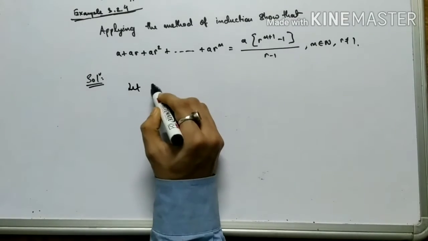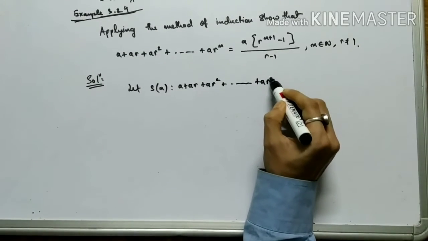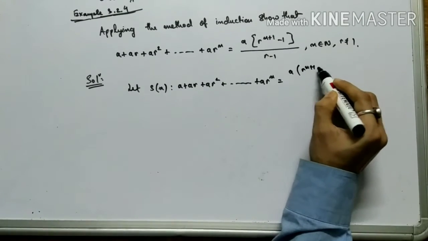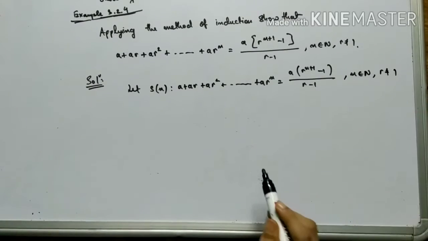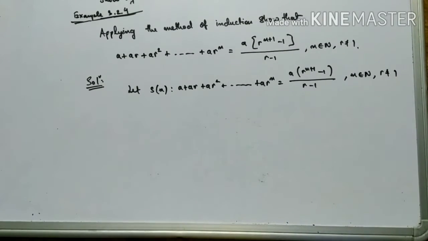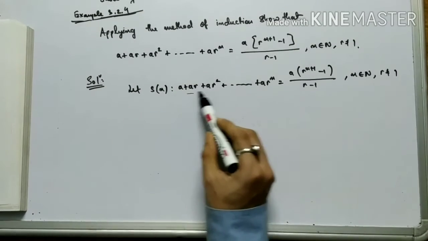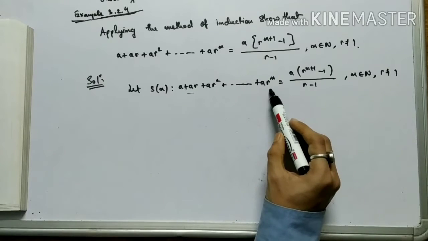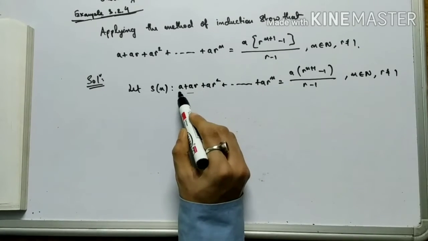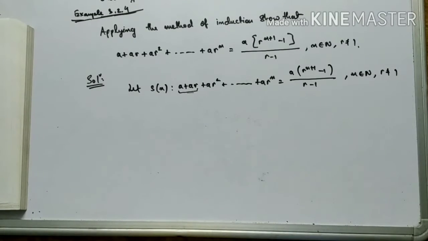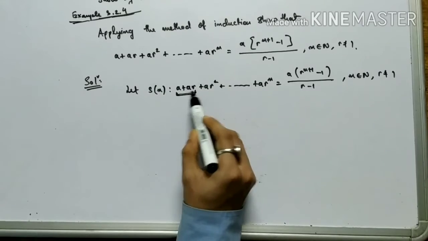First of all, I will let Sn be such that a + ar + ar² + ... + arⁿ = a(rⁿ⁺¹ − 1)/(r − 1) for n belongs to N and r not equal to 1. Understand? So in this series, you see, this is a geometric series, a GP. Its first term will be this one, a plus ar.